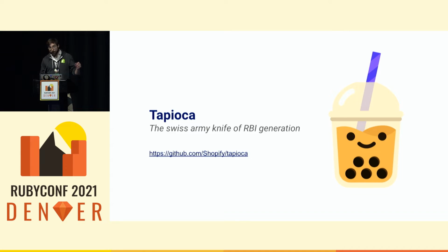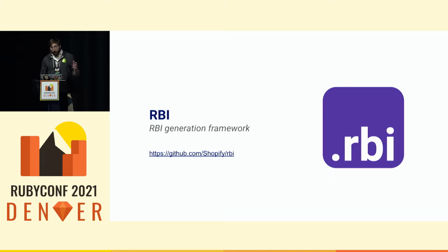This tool is also open source and you can find it on our GitHub. To make Tapioca happen, we needed a framework to generate RBI files and read them so we can modify them, then save them again on disk. So we also open sourced RBI, an RBI generation framework that helps us create RBI files, format them, change them, and save them onto disk.